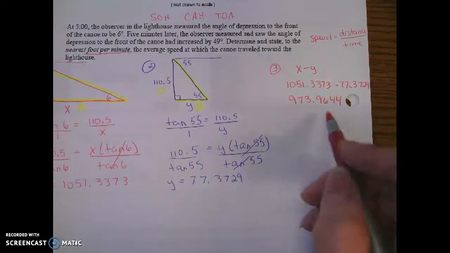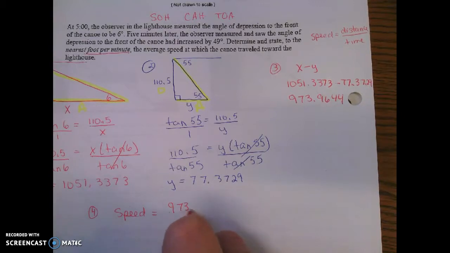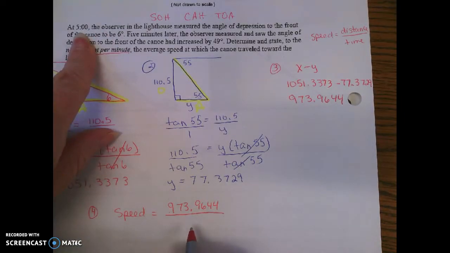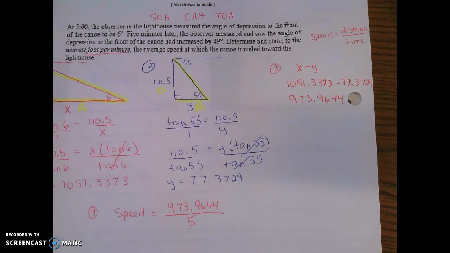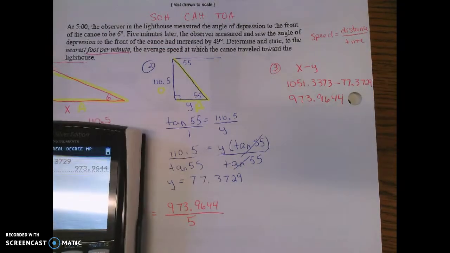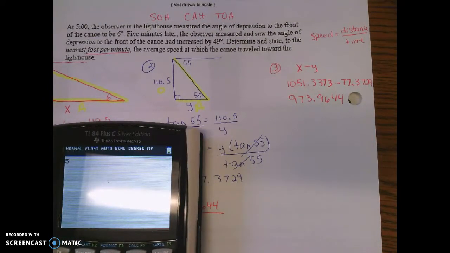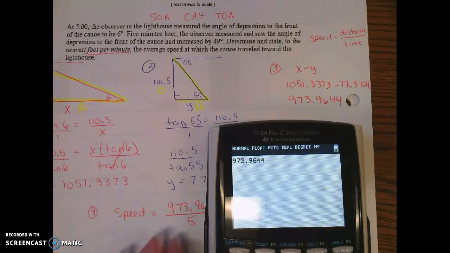So this one is the average speed. So now my step 4, like I said, speed is your distance traveled, which is that last number we just found, divided by time. Now remember, they said they started at 5 o'clock, but then 5 minutes later. So 5 minutes have gone by. So if you take these values, it's already on my calculator, so I'm just going to hit divide by 5. Oh, it went away. I hit clear. 973.9644 divided by 5.